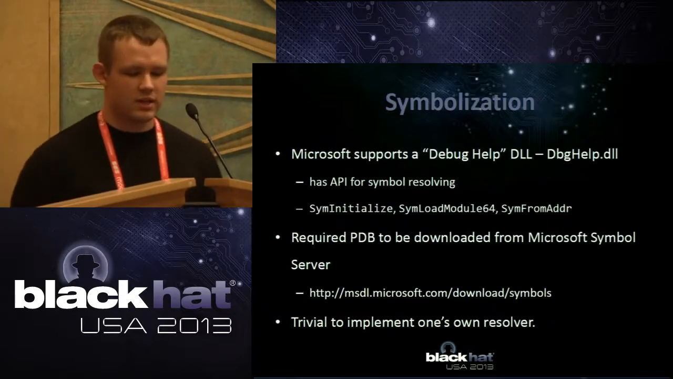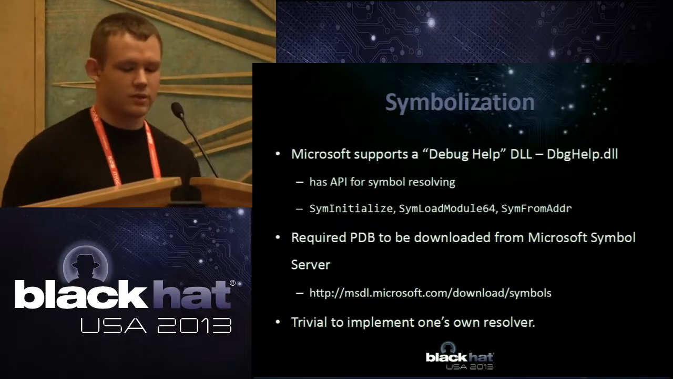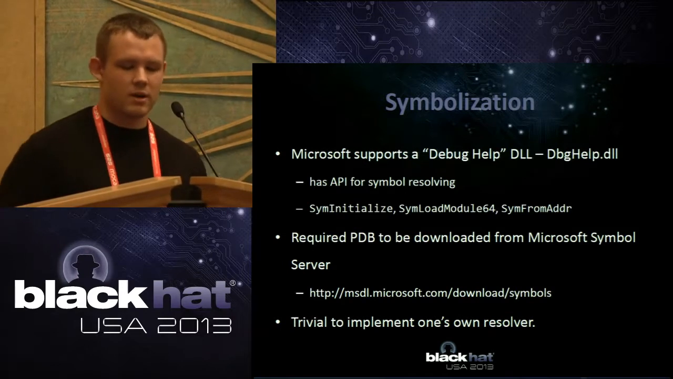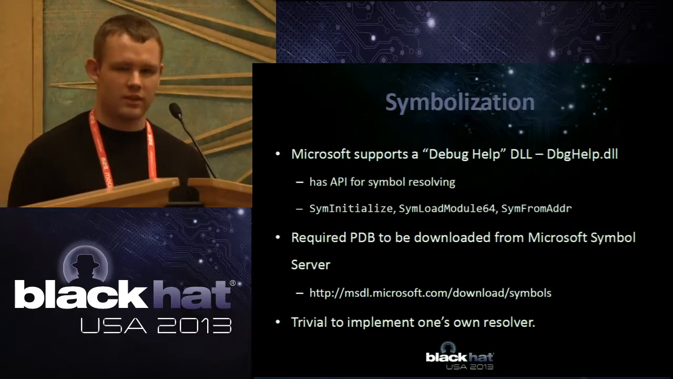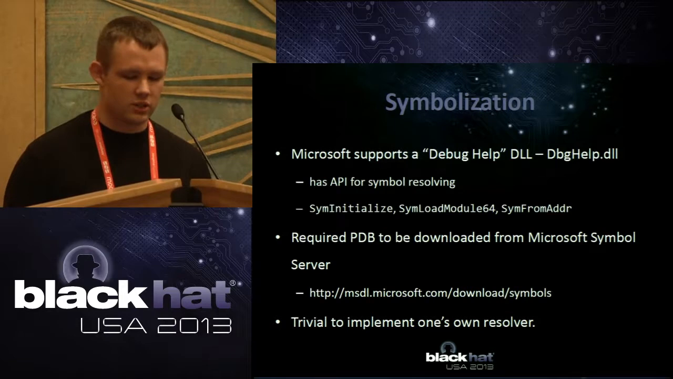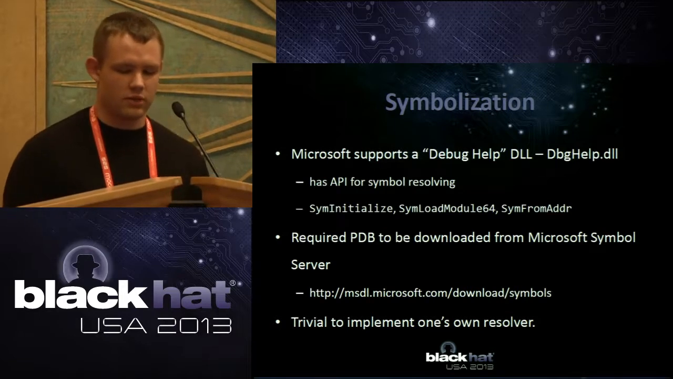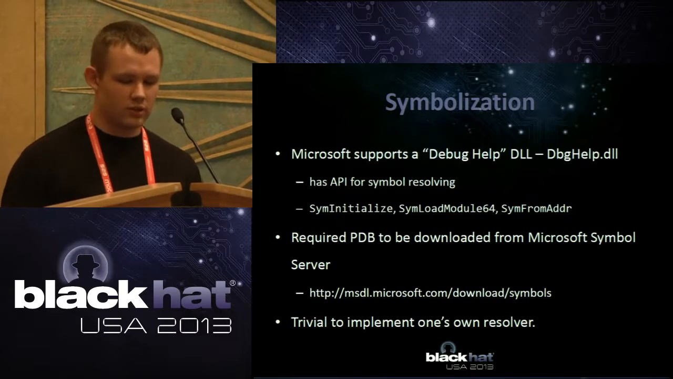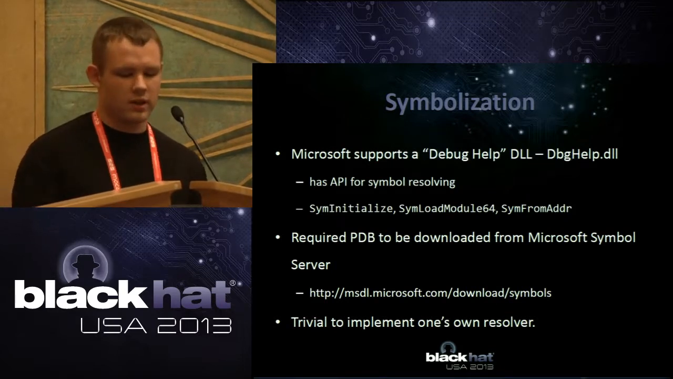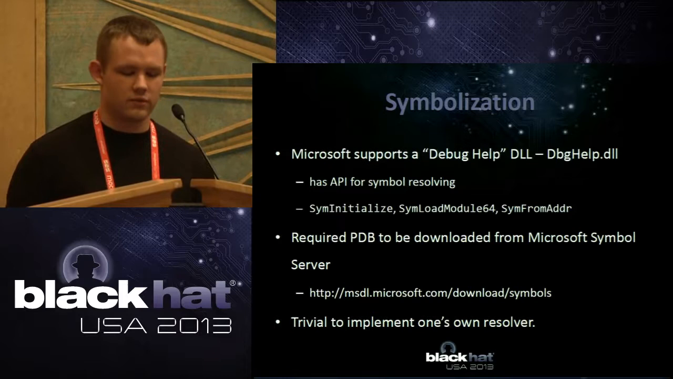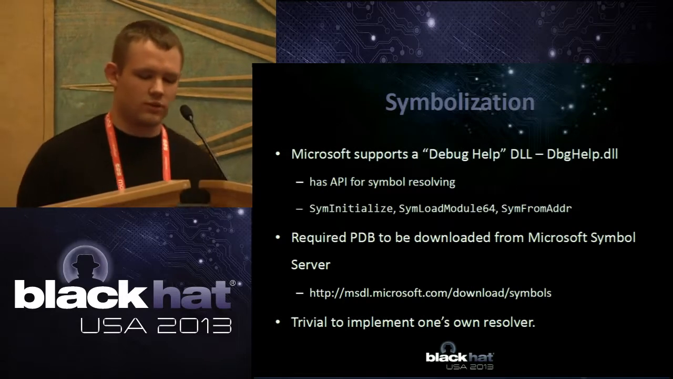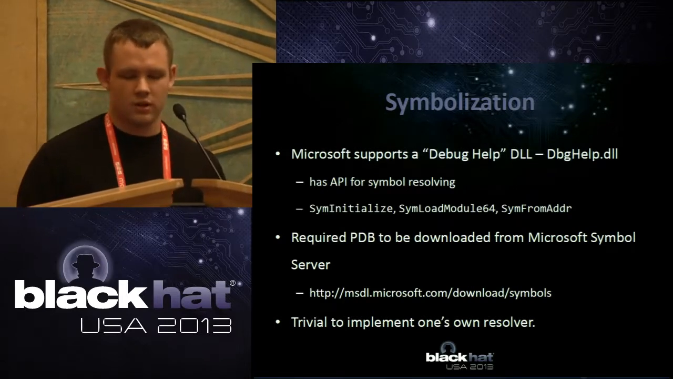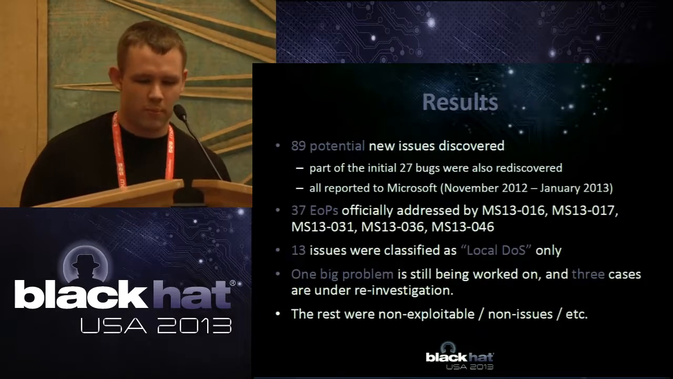When it comes to symbolization, this is really trivial for Windows as well. Microsoft supports the Debug Help DLL, which has all of the necessary API for doing the symbolization. There are basically 3 functions that you need to use for that. And you also have to have the PDB files for all of the kernel modules that you want to symbolize, which you can basically download from the Microsoft symbol server. So it's pretty trivial to implement one's own resolver with that information.